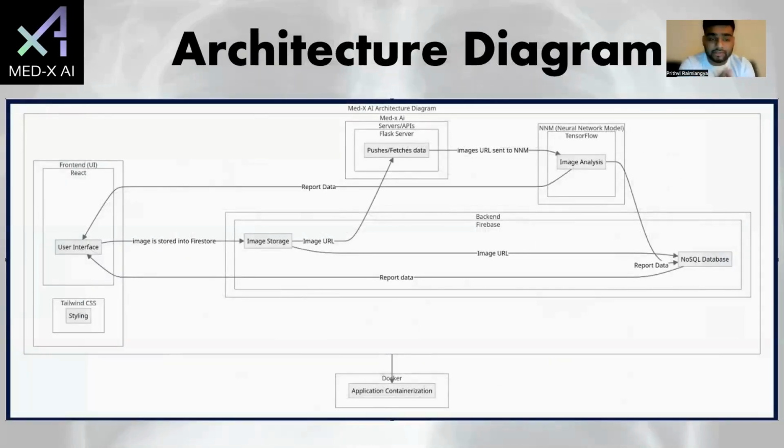On the next slide, we are understanding what our software architecture is. In the beginning, the user will see the front end through its user interface, which was created using React and Tailwind CSS. That will directly interact with our backend, where we used Firebase and a Flask server, where our neural network model is running with TensorFlow within our server.